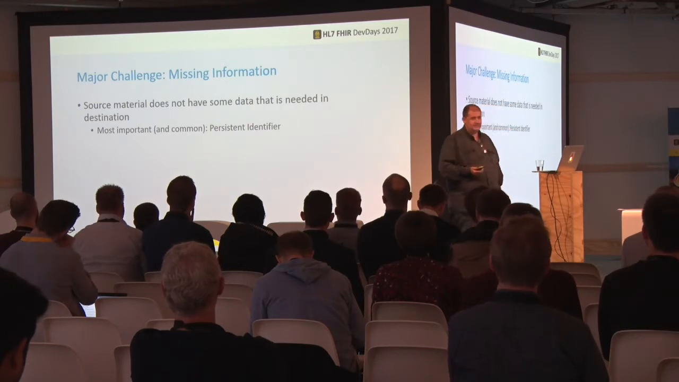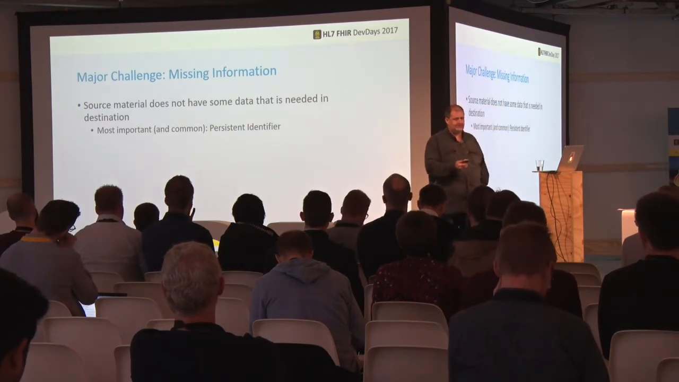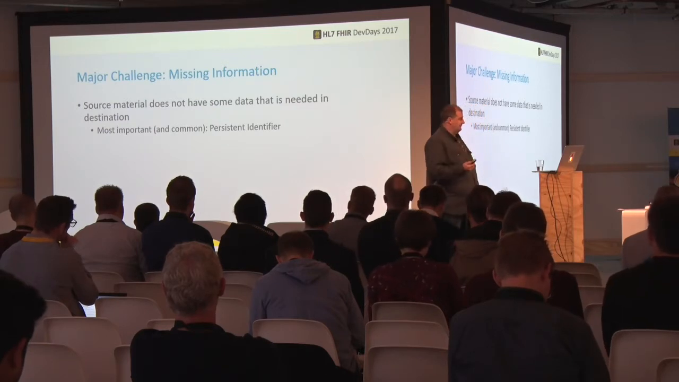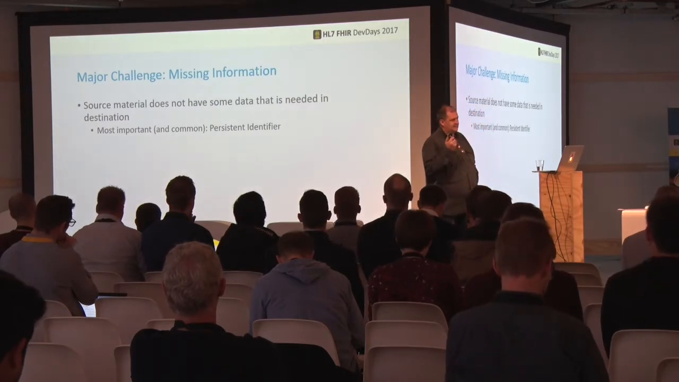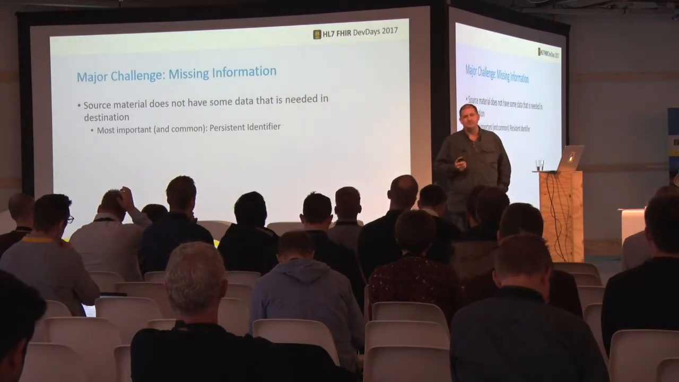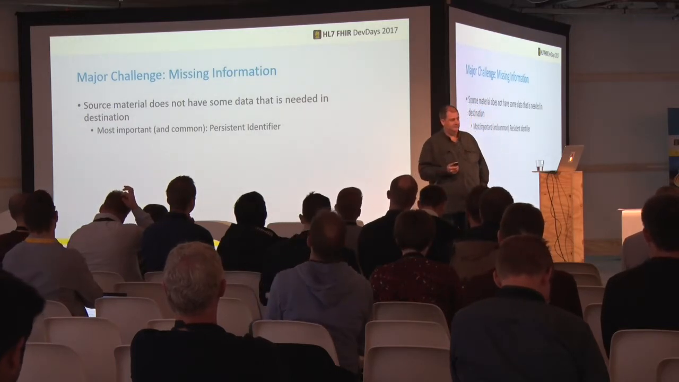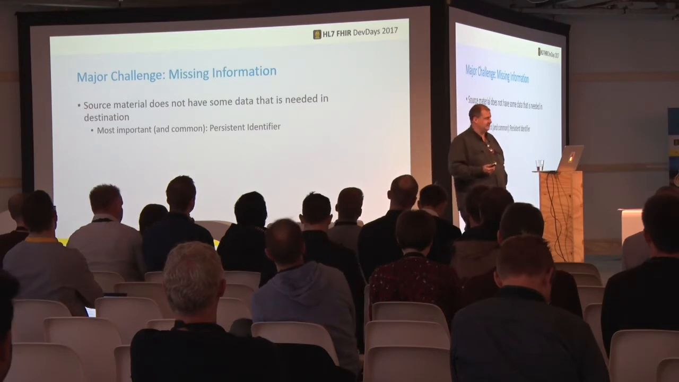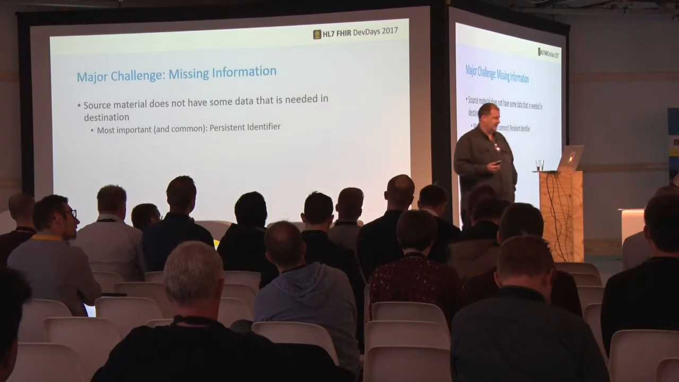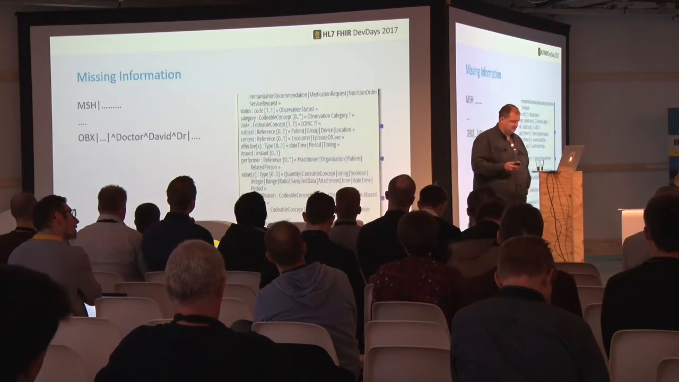And I'll tell you finally, in the few minutes I have left, the big challenge, always the big challenge with transforms, is when you have missing information and you can't actually do the transform. And the most important and most common form of missing information is identifying the information itself. You don't have that, and so you're stuck. And so here's an example.